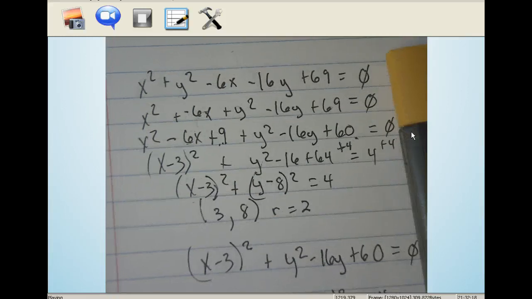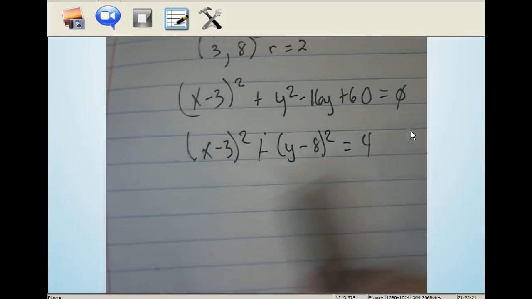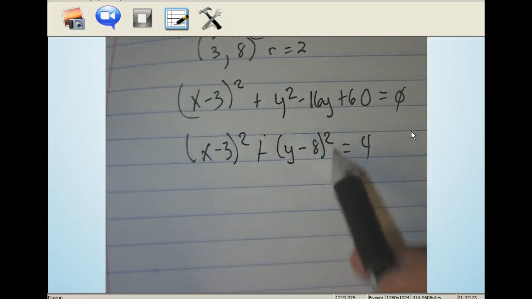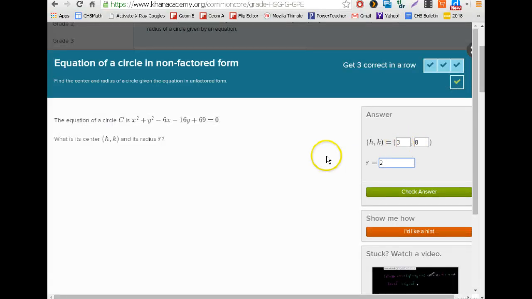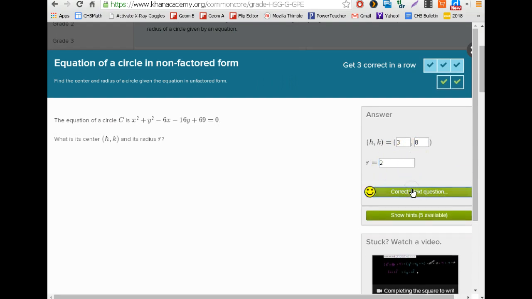But I'm going to try and do it one more time and show it to you a little bit simpler, but we'd end up like this: x minus 3 squared plus y minus 8 squared equals 4. So let's go back to this problem. Oh, 3, 8, and 2. We already have that answer there.